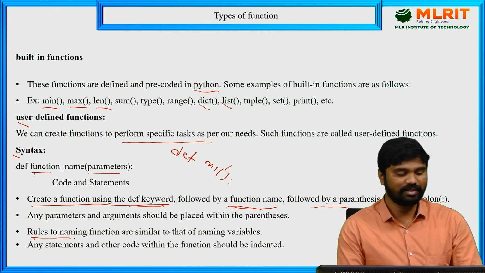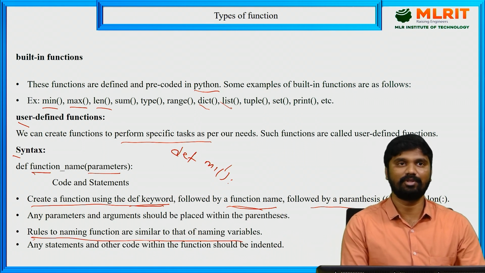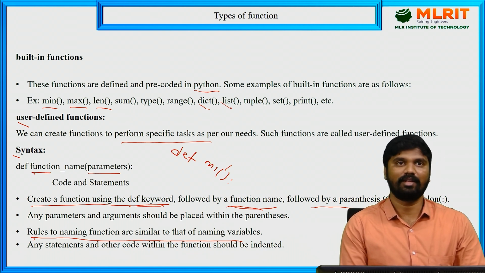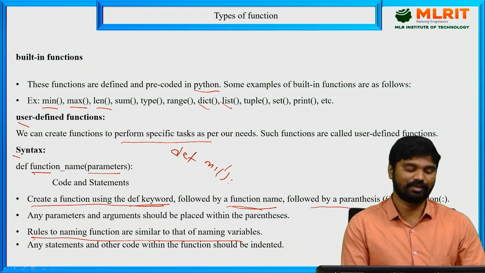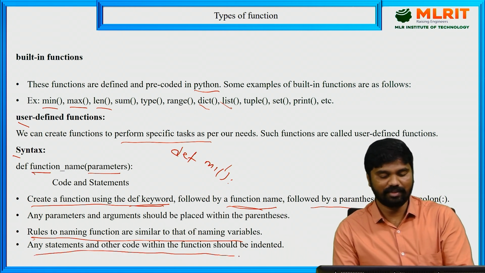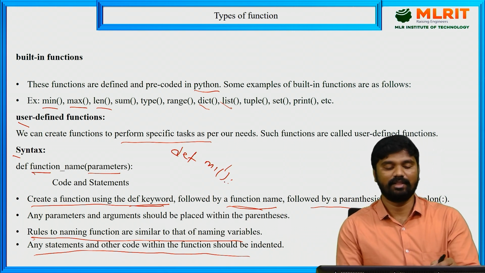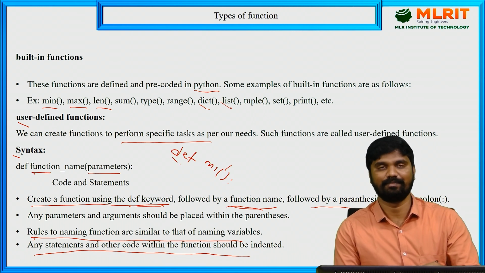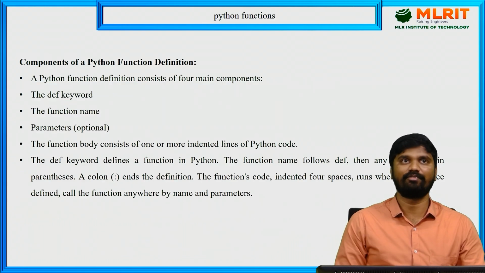Next, the rules for naming a function are similar to the naming of variables. Already we discussed how to name variables, and the same rules are applicable for function names. Any statements and other code within the function should be indented. Once we create the function, if you want to include statements, you compulsorily have to follow indentation, like in the control statements. That indentation represents a block of code.